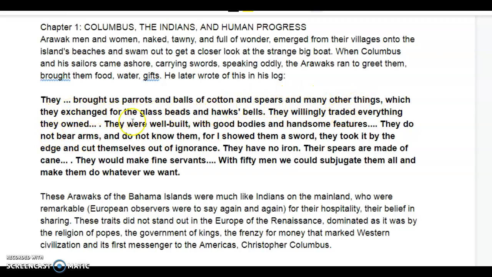They willingly traded everything they owned. They were well built with good bodies, hands, and features. They did not bear arms, and they did not know them. For I showed them a sword. They took it by the edge and cut themselves out of ignorance. They have no iron. Their spears are made of cane. They would make fine servants. With 50 men we could subjugate them all and make them do whatever we want."